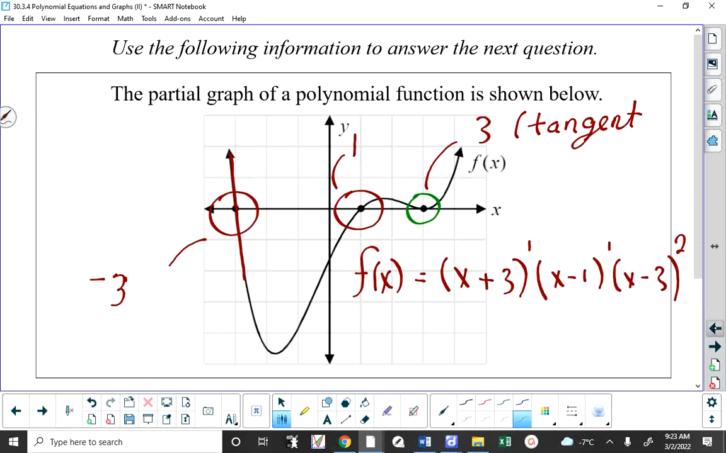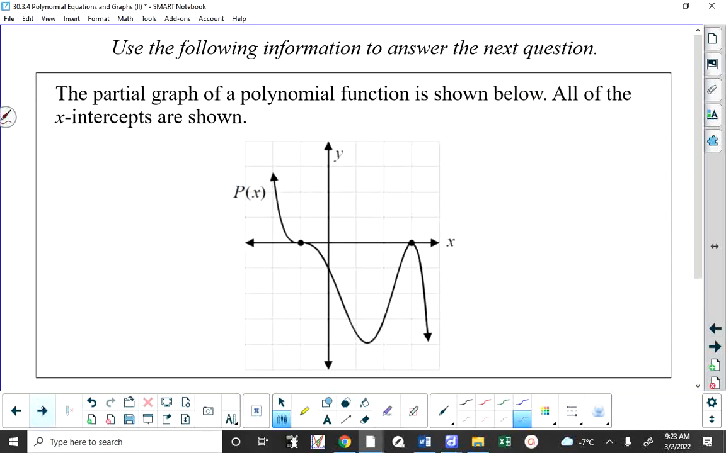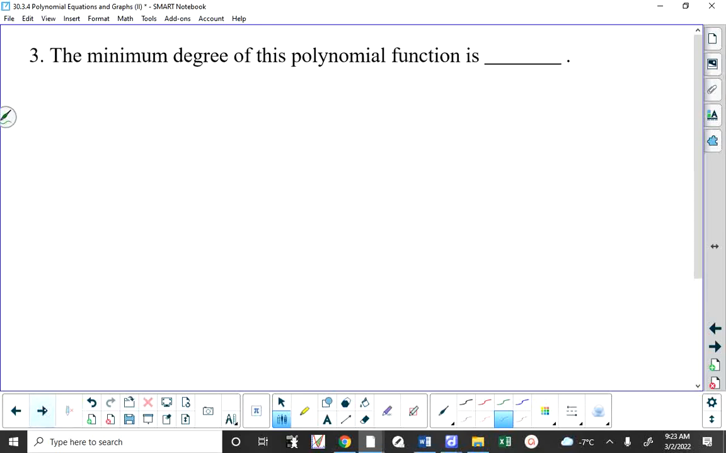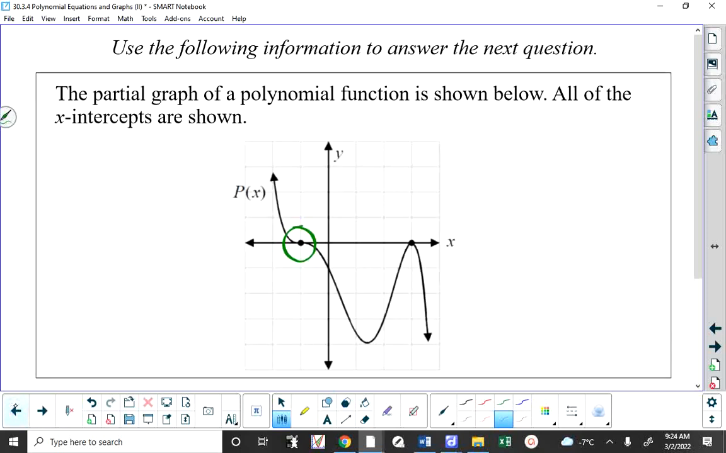And finally, if you have what we call an inflection point, then that has a multiplicity of 3. One final thing you will notice in many of these questions, this might be one of them, it says, what is the minimum degree? And the reason is, if I asked you, what is the degree of this polynomial function, you really could say the degree is 11. You could.